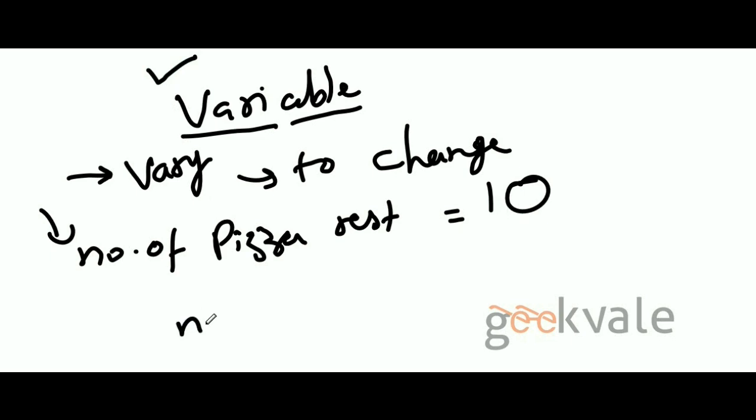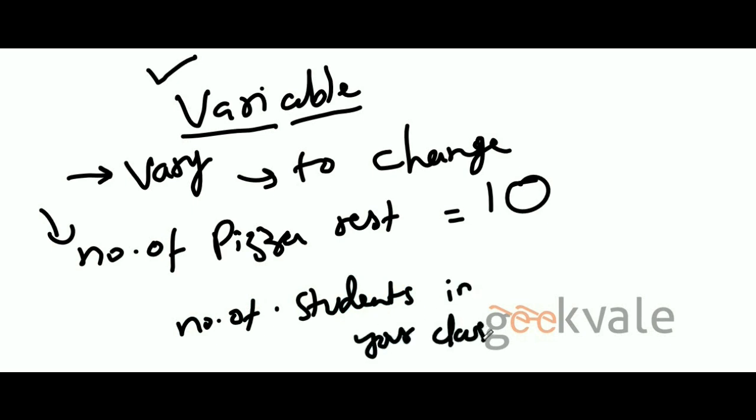Another example could be the number of students in your class, right? The number of students in your class can be 5, can be 10, can be 15, can be 30. It can take on any of those values. So that means its value is not fixed. And for the things whose value is not fixed, or whose value can vary, or whose value is changeable, we call them variable. Simple.